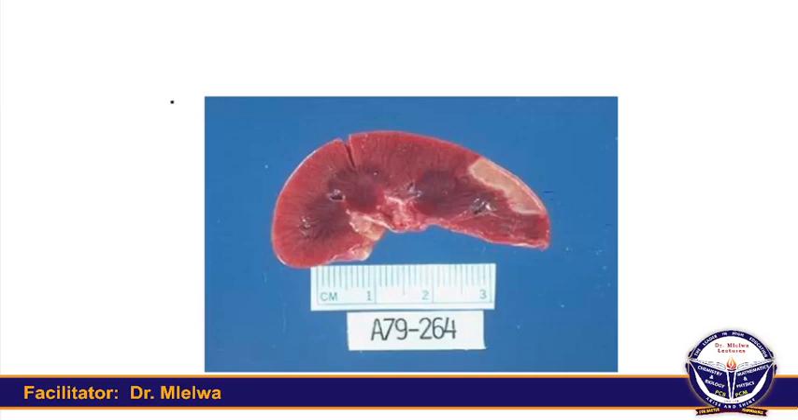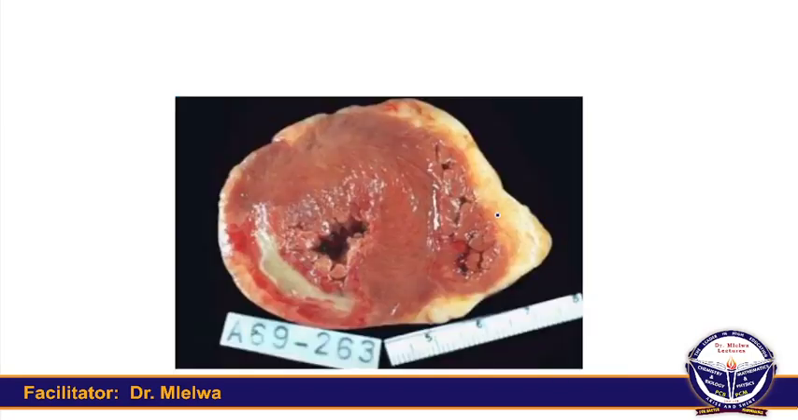Hiyo ni organ gani? Kwa nini umejua kwamba ni organ fulani? Pelvis hizi hapa zinaonekana za kwenye kidney, unaona? Pelvis, alafu medulla ilivyo more dark, cortex kule. Alafu finally tunakuwa tuna coagulative necrosis iliyotokea pale. Unaona?